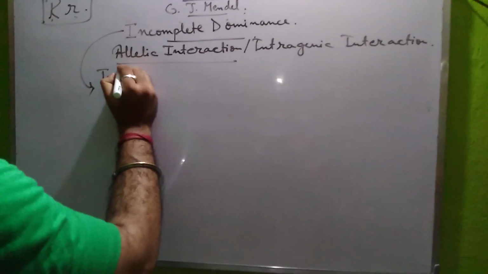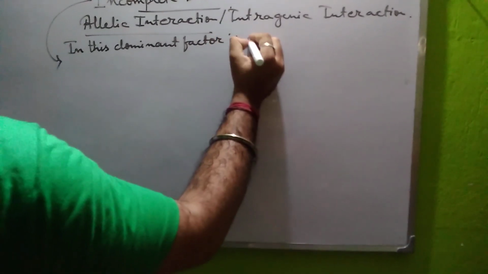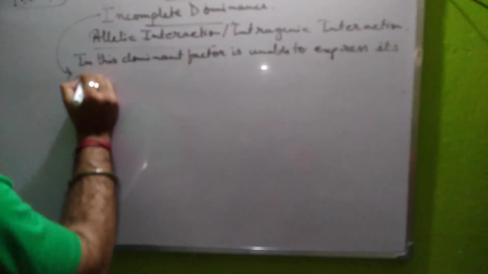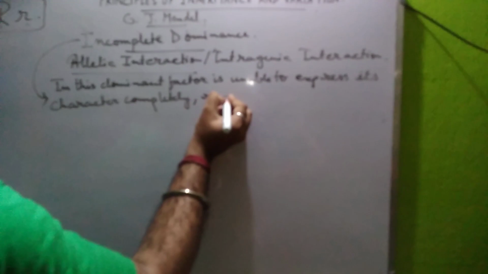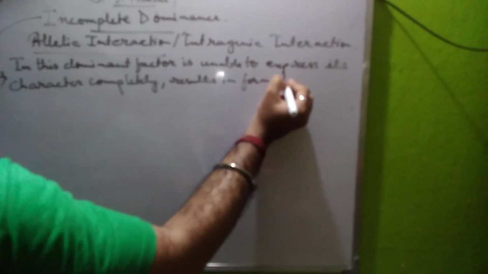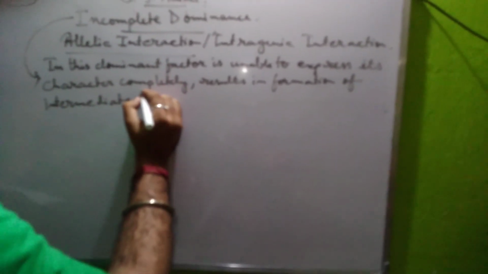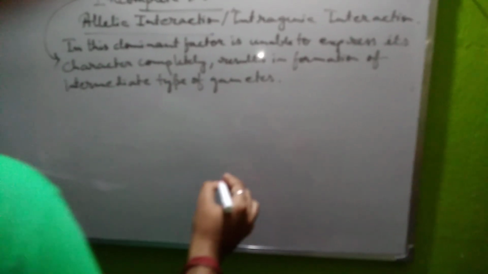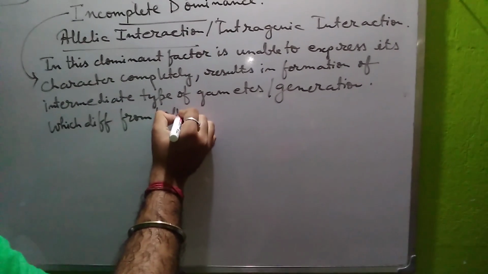Now over here, the dominant factor is unable to express its character completely, which results in the formation of an intermediate type of gametes, or an intermediate type of generation, which differs from both of its parents.